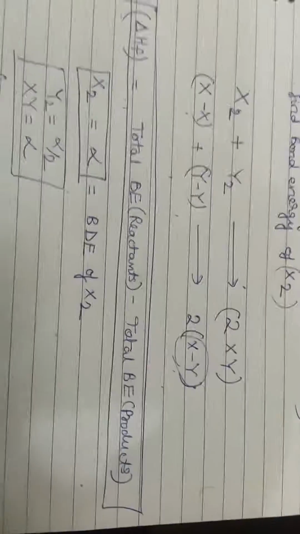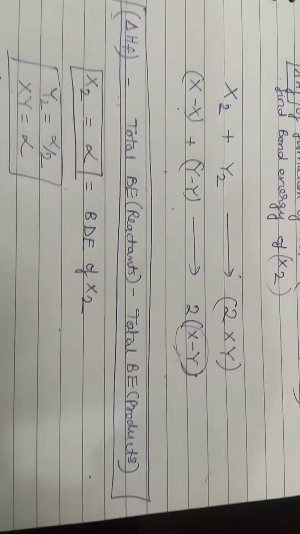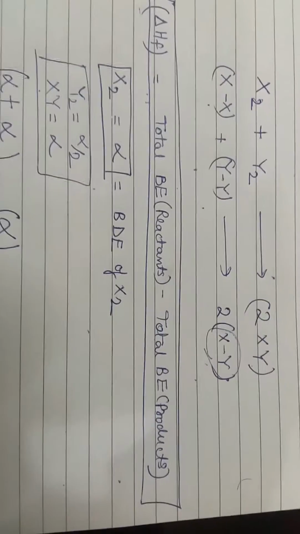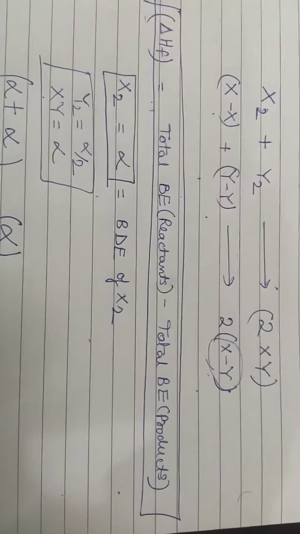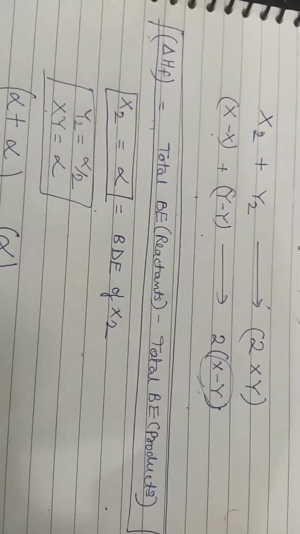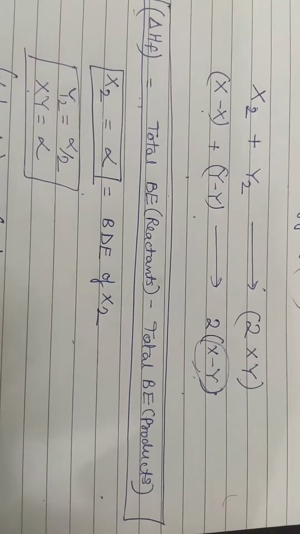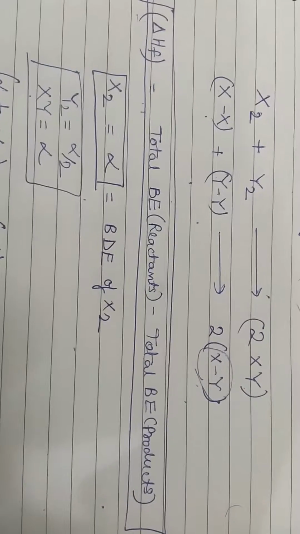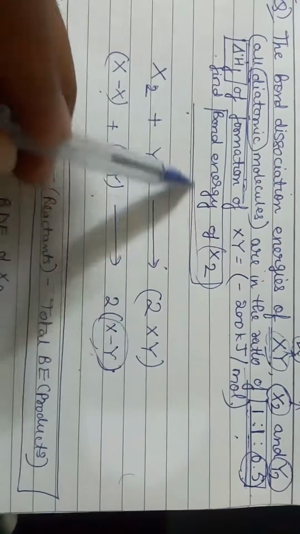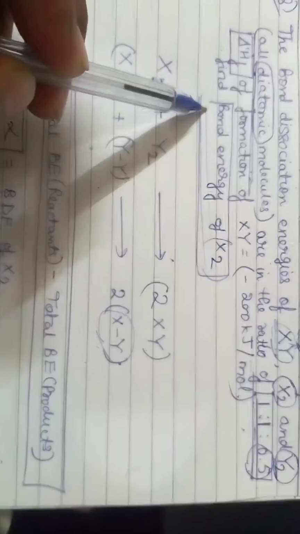So to calculate the heat of formation of this molecule XY, we shall use the standard relation, which is a very important concept in thermochemistry to remember, that the heat of formation of a product equals the total bond energy of reactants minus the total bond energy of products. Since we do not know the bond energy of X2, this bond energy of X2 is what we are expected to find.